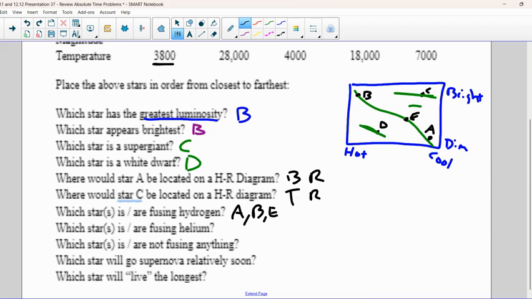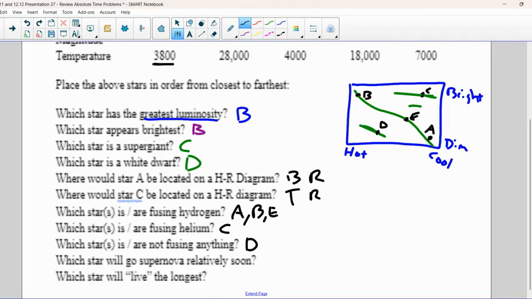Fusing helium, that would be your supergiant. If there was a giant there, that one as well. But remember, giants and supergiants are older stars that are fusing helium, so star C. Which star isn't fusing anything? And again, it might be fusing something a little bit, but it's mostly dead. So fusion has basically stopped.